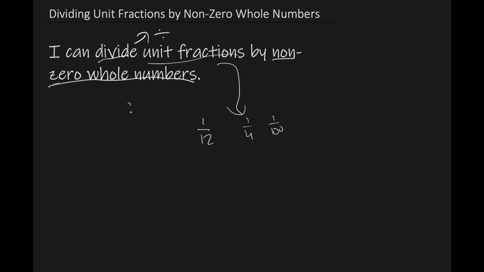And then by non-zero whole numbers, right? What is that? Well, that's a whole number that is non-zero. So, this is not a non-zero whole number because it is 0. 1, 2, 3, 10, 22, all those are non-zero whole numbers. So basically, any whole number other than 0. Okay? Let's go ahead and get started.